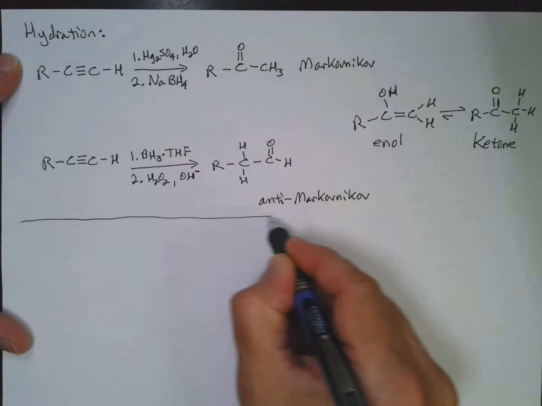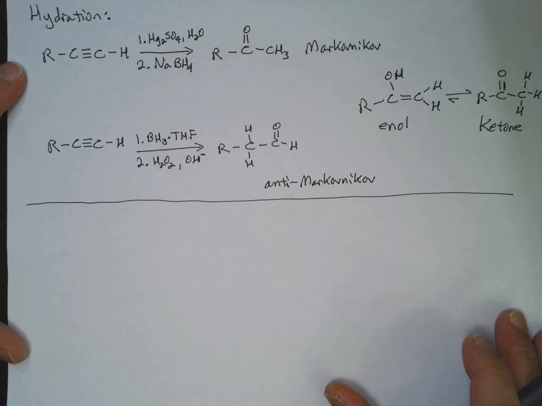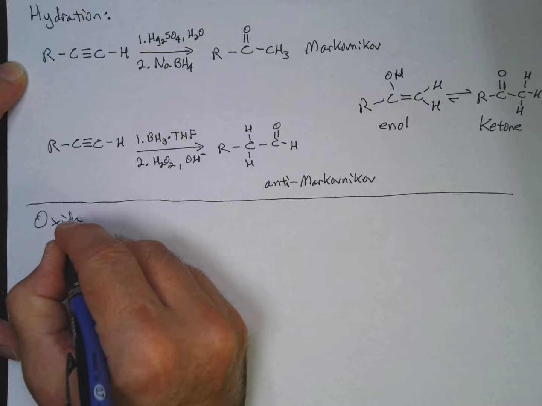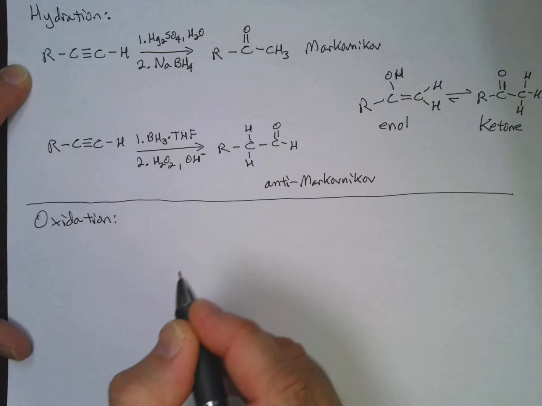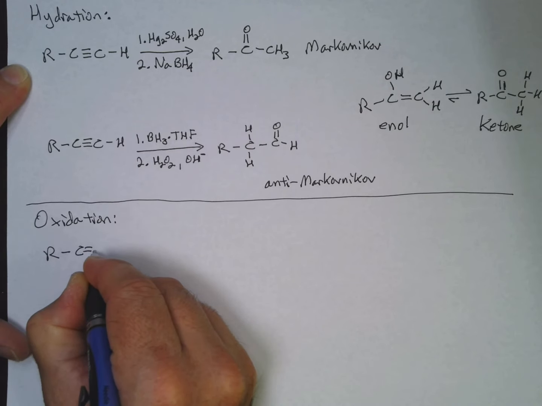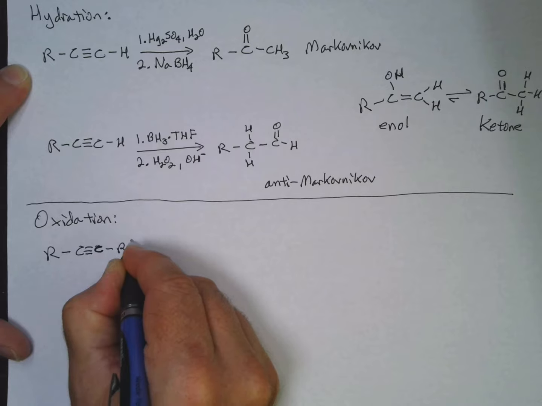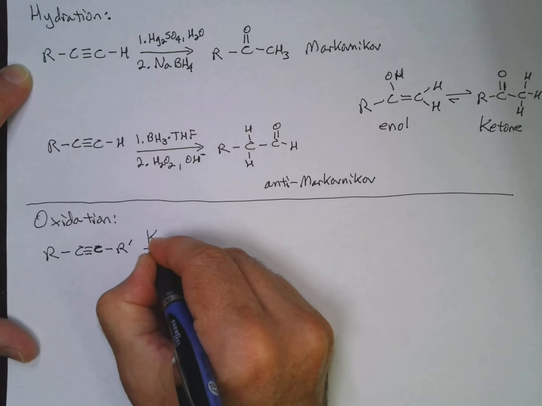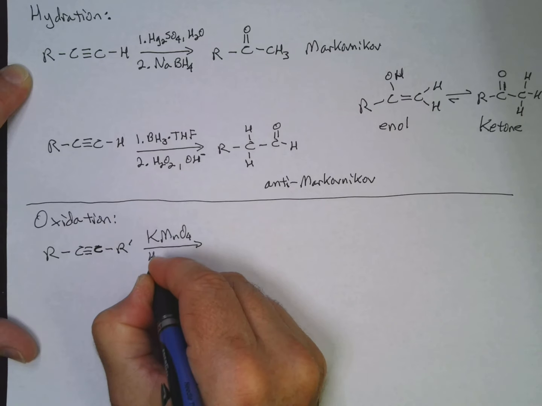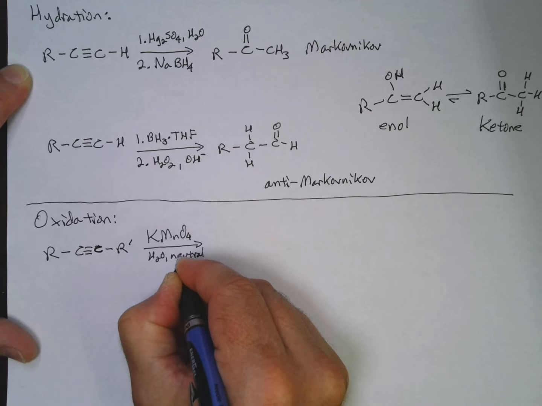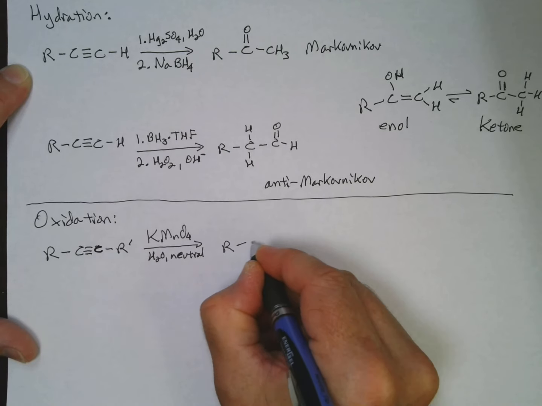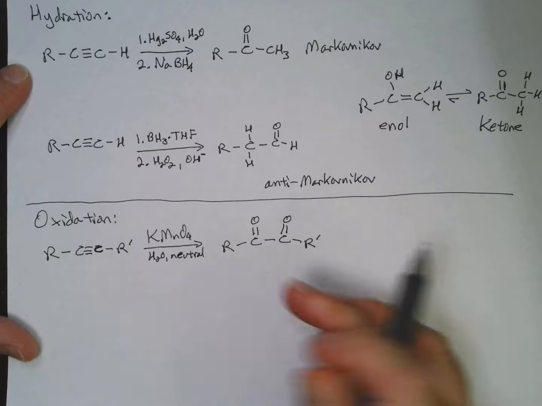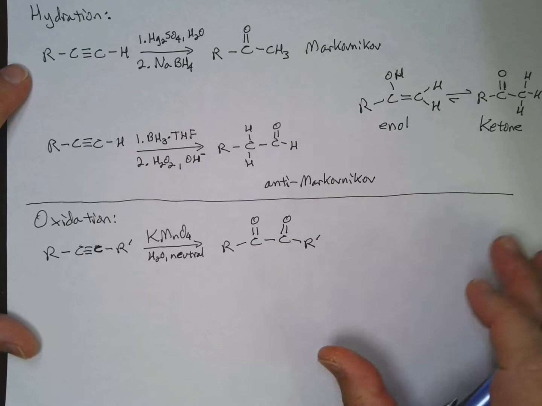Okay, let me just draw a line here. And then the other group of reactions I wanted to mention in this video is oxidation. And so we can have our alkyne, and we can do the equivalent of a hydroxylation. So let's use KMnO4, just in water, and in this case neutral, we will get a diketone species. This is analogous to adding the two OHs, except we're adding just oxygens with the double bonds.